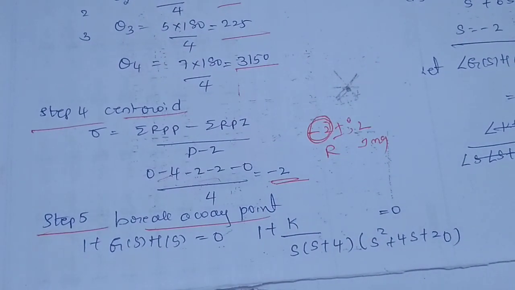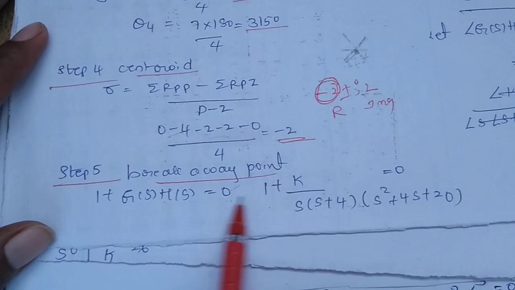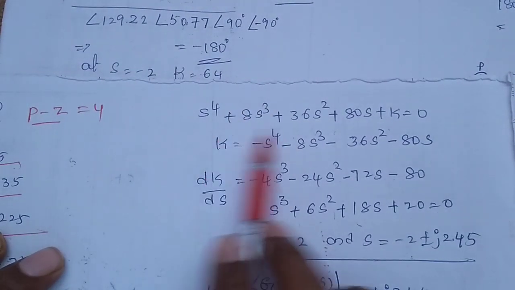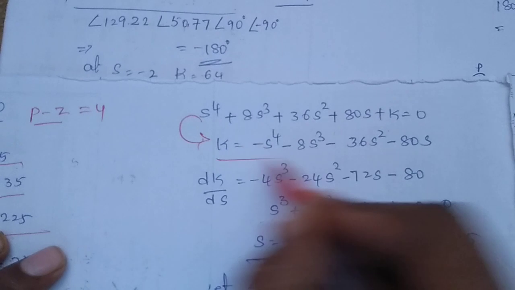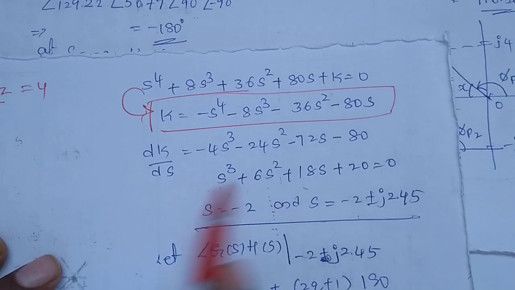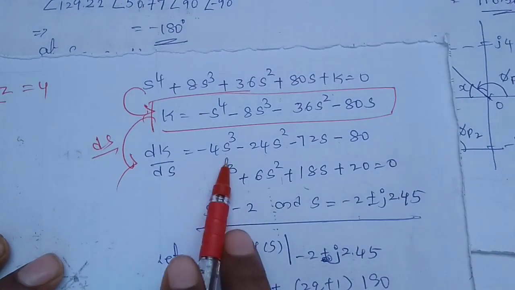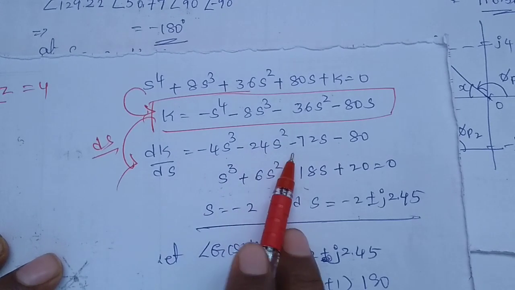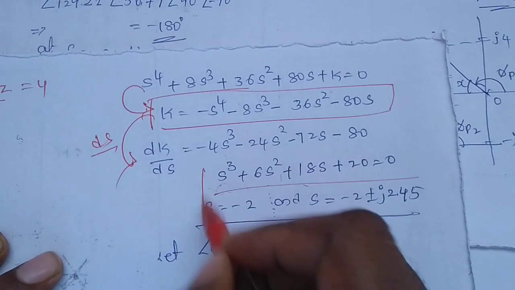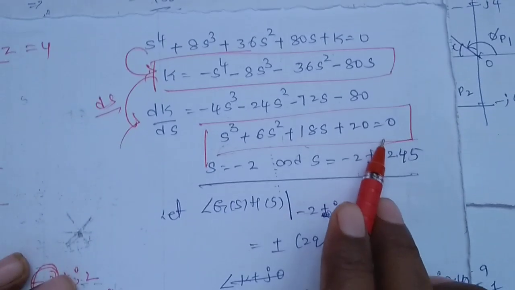Then step 5, find the breakaway point. So 1 plus G(s)H(s) equal to 0. Substitute the values, then you will get this equation. This equation you can rewrite in terms of K. You will get the K equation. Then differentiate with respect to s. So 4s^3 plus 24s^2 plus 72s plus 80. Then you have to equate it to 0. Take the minus sign outside, and we'll get these values.